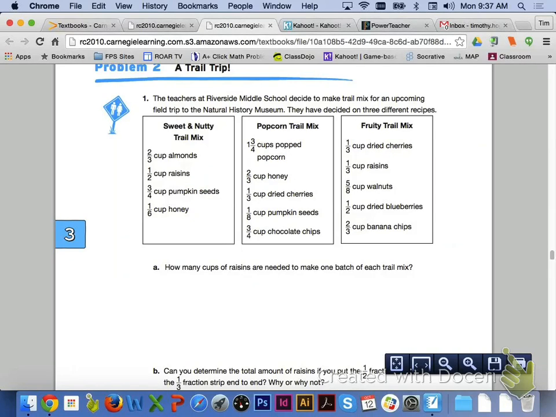Let's take a look at problem 2 on page 170, and this is going to refer back to the lesson introduction with the trail mix. The teachers at Riverside Middle School decide to make trail mix for an upcoming field trip to the Natural History Museum. They have decided on 3 different recipes. So we have the sweet and nutty trail mix, we have the popcorn trail mix, and we have the fruity trail mix. To get started, I would like you to answer letter A and B with your group members.